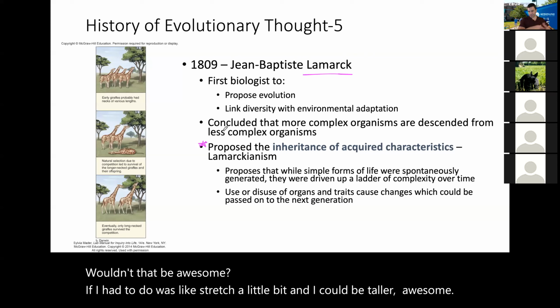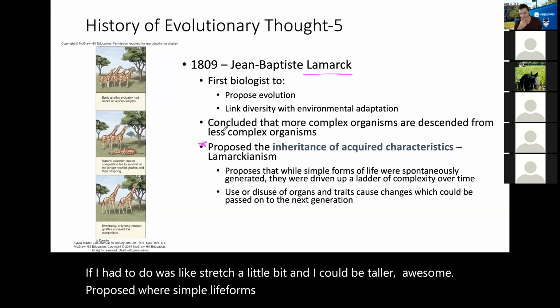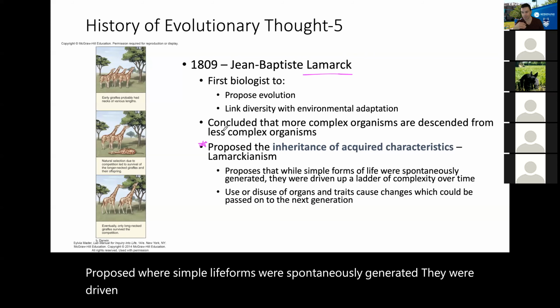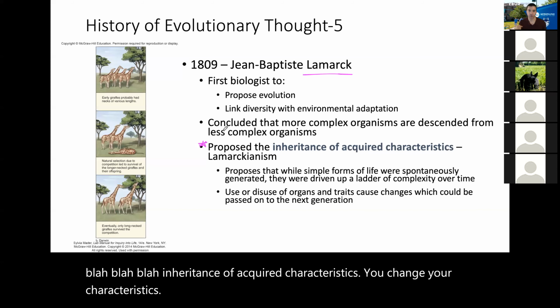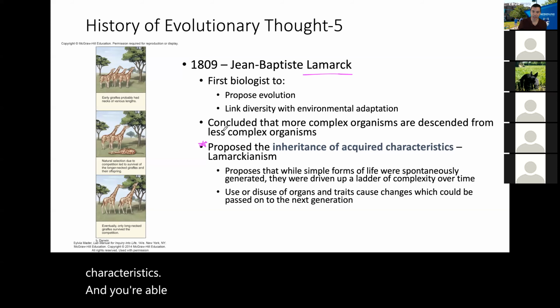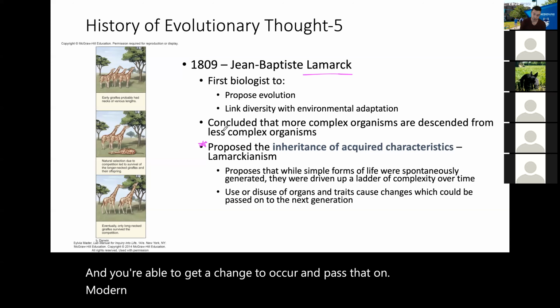He proposed that simple life forms were spontaneously generated. They were driven up a ladder of complexity over time, use and disuse of organs, and so on. Inheritance of acquired characteristics: you change your characteristics and you're able to get a change to occur and pass that on. Modern genetics, this is not supported, right?